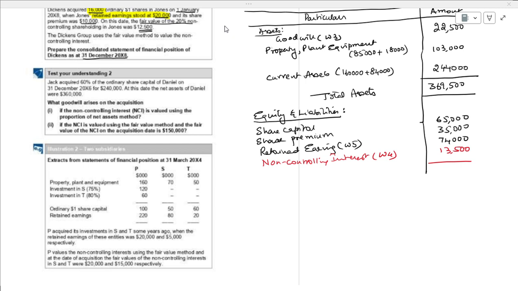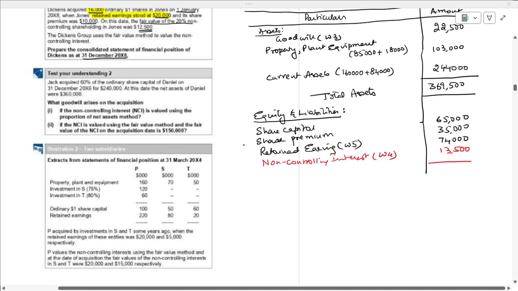If we do another one or two questions, I will make sure that you become perfect. One or two questions maximum. It's not difficult.